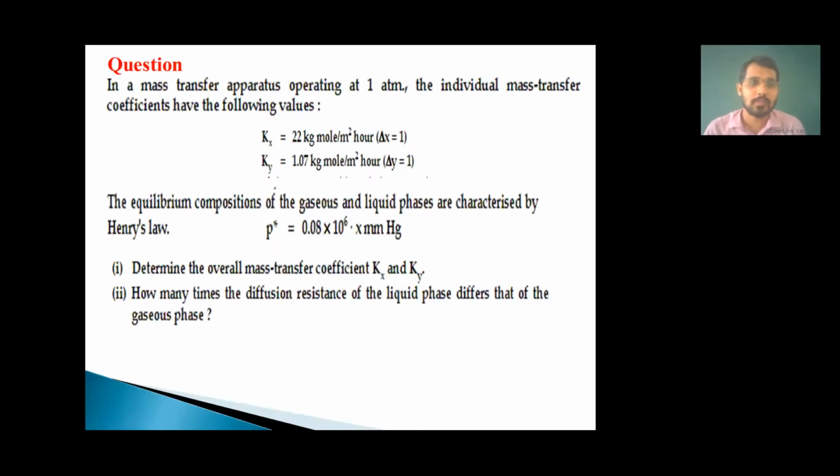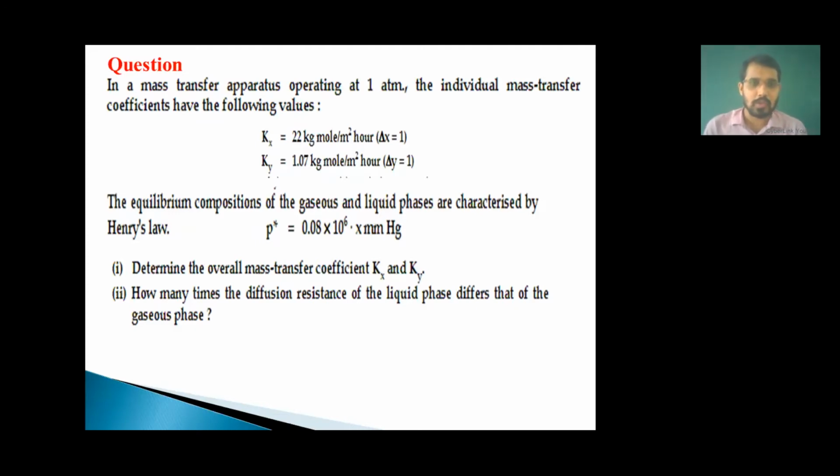So this is the first question. In a mass transfer apparatus operating at 1 atmospheric pressure, the individual mass transfer coefficients have the following values. That is, small kx is equal to 22 kg mole per meter square hour per concentration, that is delta x is equal to 1. That is for liquid phase, that's why there is x, and for gaseous phase there is y. That is ky, small ky is equal to 1.07 kg mole per meter square hour, delta y is equal to 1, means concentration difference is 1 for gaseous phase, and for liquid phase that is delta x.